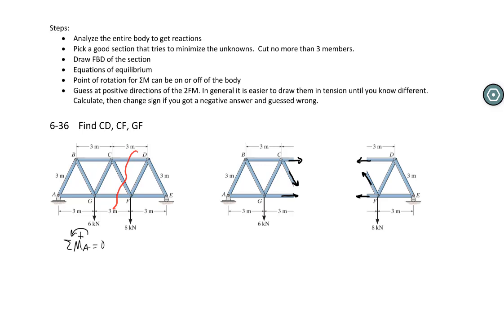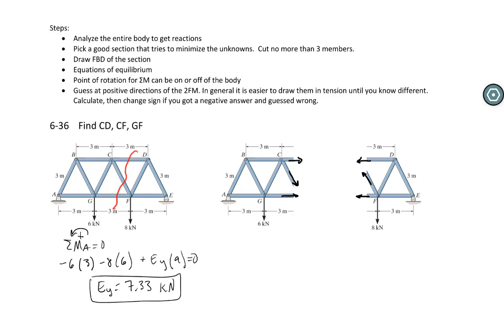So here I have -6 times 3, -8 times 6, plus EY times 9 equals 0. Solve that for EY is equal to 7.33 kilonewtons. I guess I should draw the forces on my free body diagram. I forgot to do that.